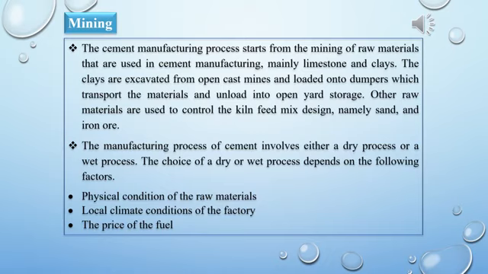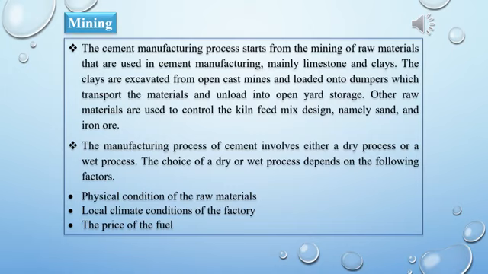The cement manufacturing process starts from the mining of raw materials that are used in the cement manufacturing, mainly limestone and clays. The clays are excavated from the open cast mines and loaded onto dumpers which transport the materials and unload into open yard storage. Other raw materials are used to control the kiln feed mixture design, namely sand and iron ore.